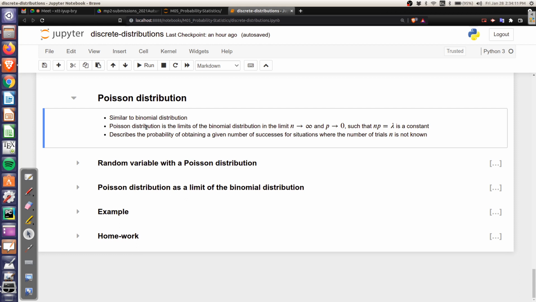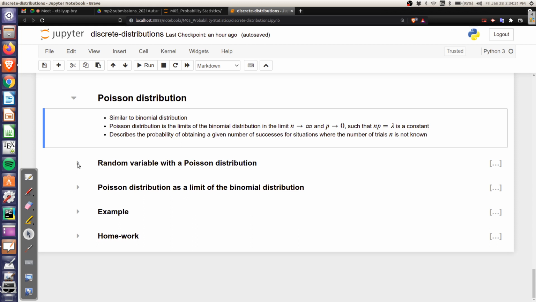So the Poisson distribution, what you need to keep in mind are these 3 points. It is like a binomial distribution in the limit n tends to infinity and p tends to 0, keeping the product np equal to lambda, a constant. And we can use the Poisson distribution wherever the number of trials is unknown to us.